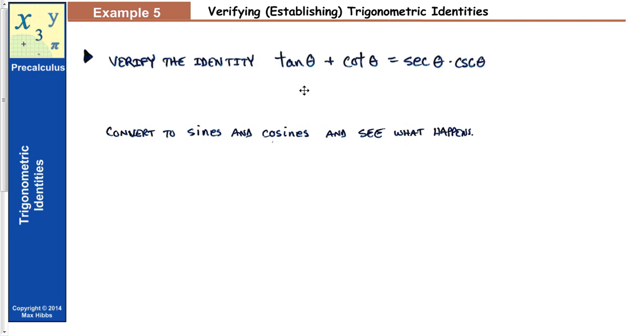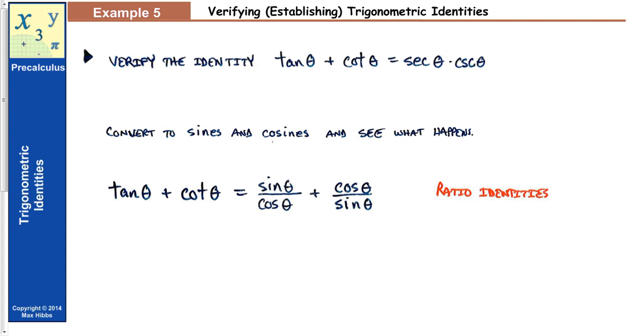Plus, when I convert tangent of theta and cotangent of theta into things I can actually add as fractions, then I'm going to introduce sines and cosines, and that's always a good thing when I'm trying to get secants and cosecants. So I'm taking the left side, and as it says, I'm going to convert both tangent and cotangent into their ratio identities, their definition in terms of sines and cosines. Now, I have two fractions I can actually begin thinking about adding.